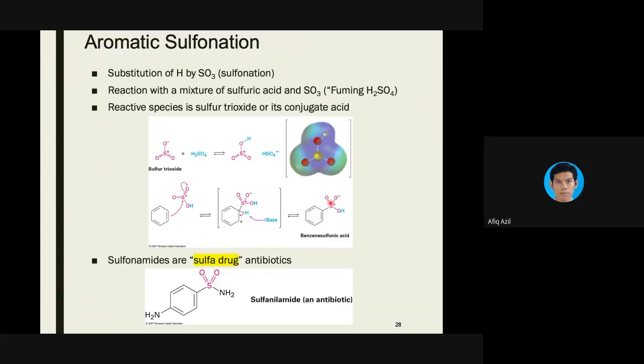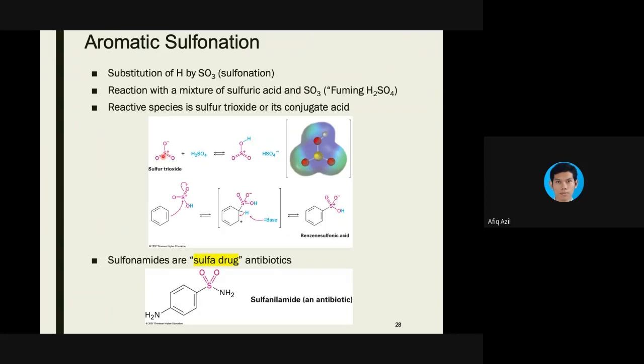S, S double bond O, S, O, and also OH. Okay, so the process is called sulfonation, and the reagent that you'll be using is fuming sulfuric acid, fuming H2SO4, which is a mixture of sulfuric acid and sulfur trioxide, SO3. Okay, as you look over here, this is the preparation step of the electrophile.